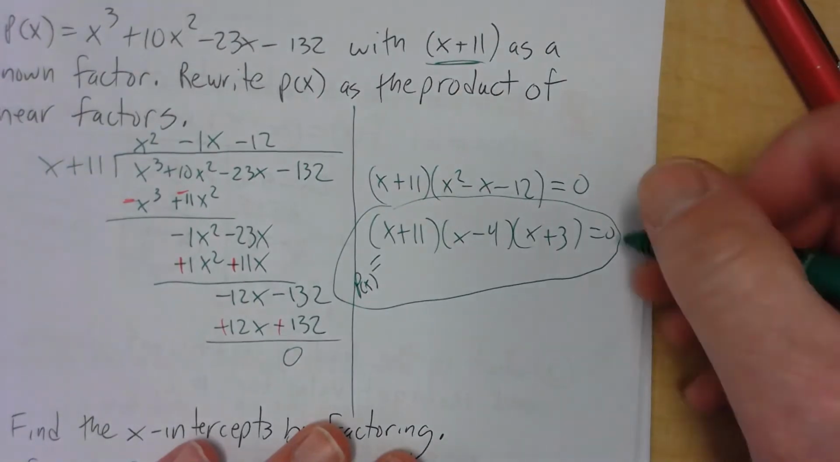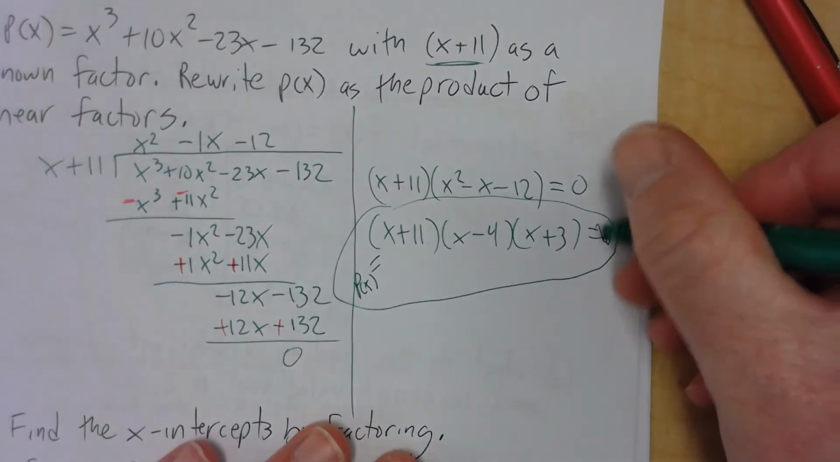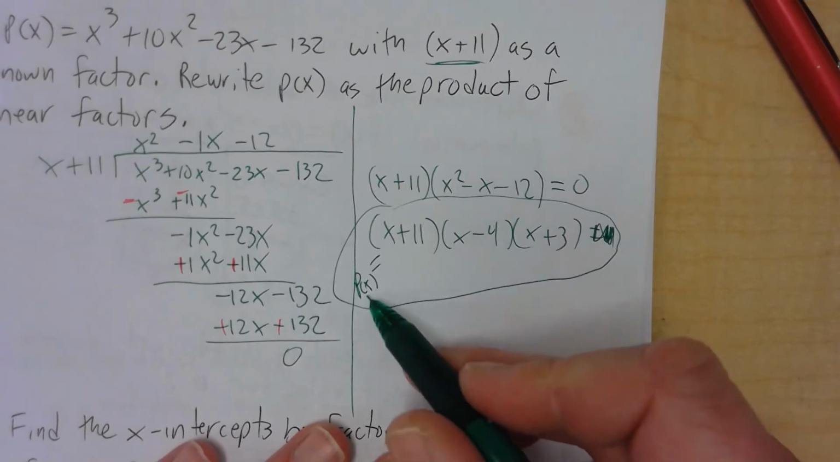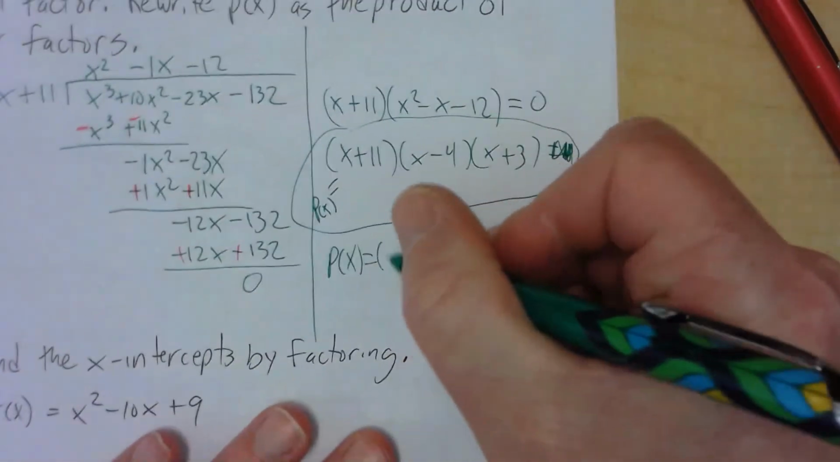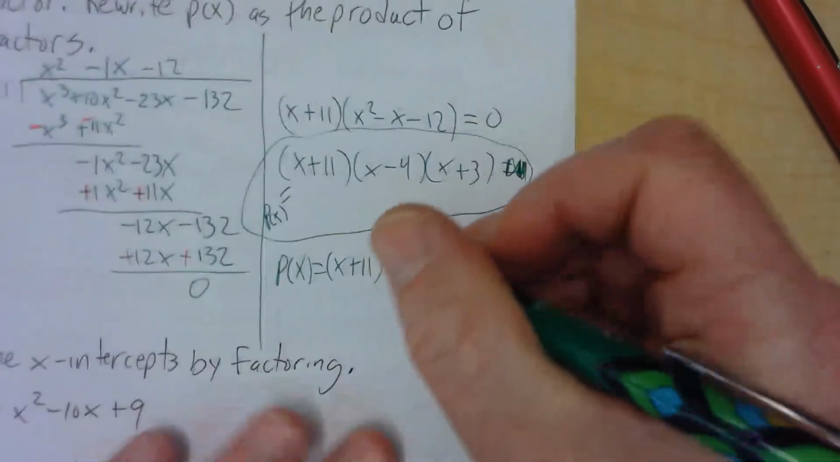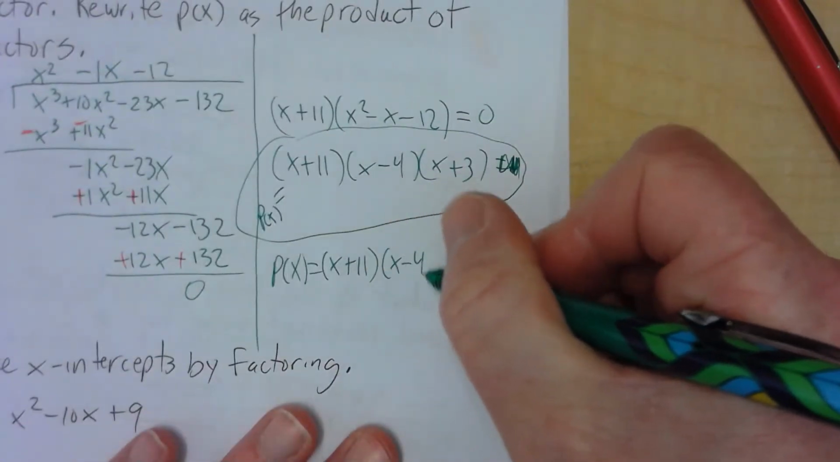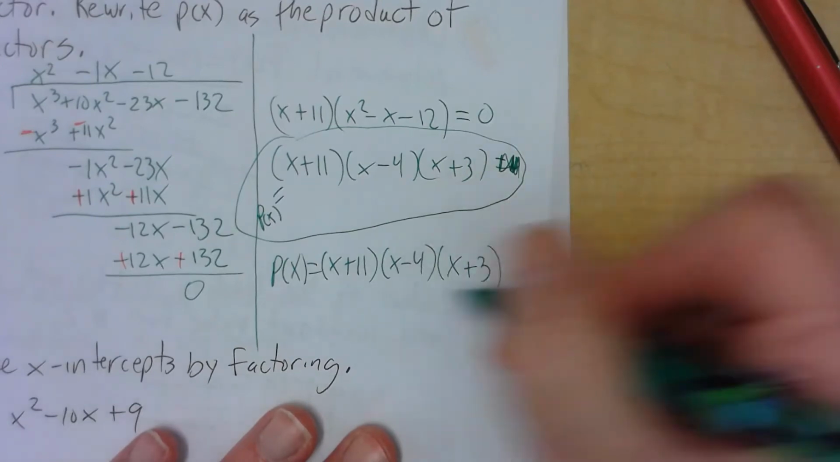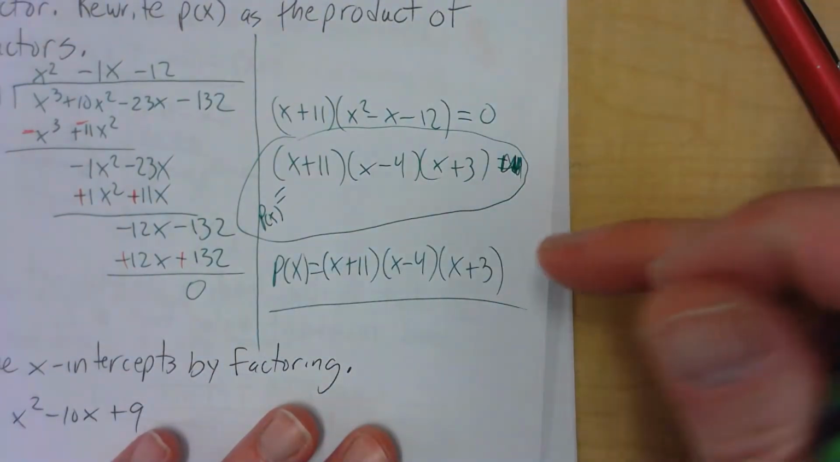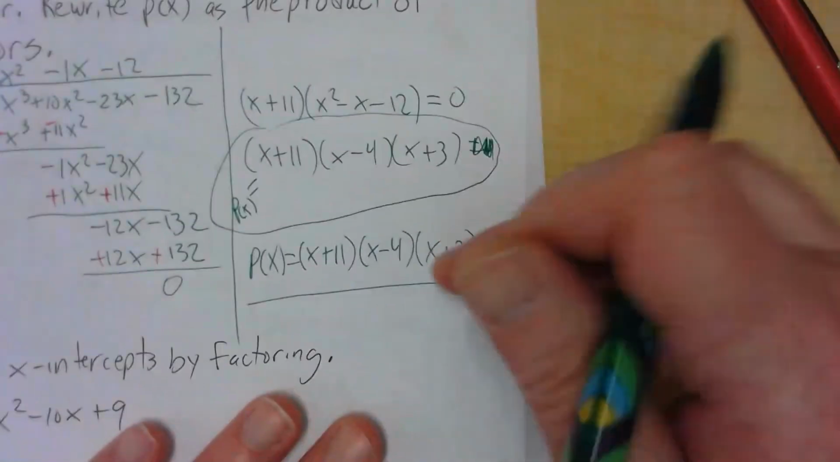I don't need the equals 0. I should have written p of x equals, so p of x equals this. So p of x is equal to the factor x plus 11, which was known, times the next linear factor. By linear factor, it's x to the first power. And there's the answer. So this is standard form here, factored form there.